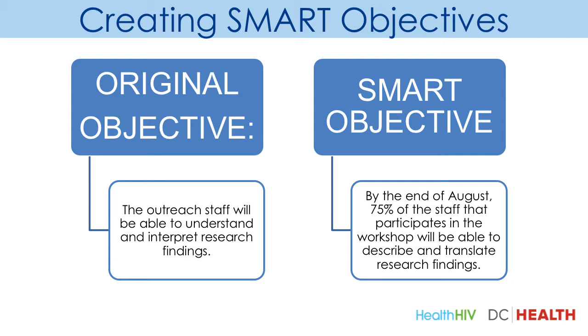So for this example, we answer the question when. The writer wants this objective to be fulfilled by the end of August. Who? The goal is not necessarily all of the staff, but just 75% of the staff. Who? The goal is also to increase the understanding of those staff who participate in the workshops specifically. And what? The writer wants workshop participants to be able to describe and translate research findings.